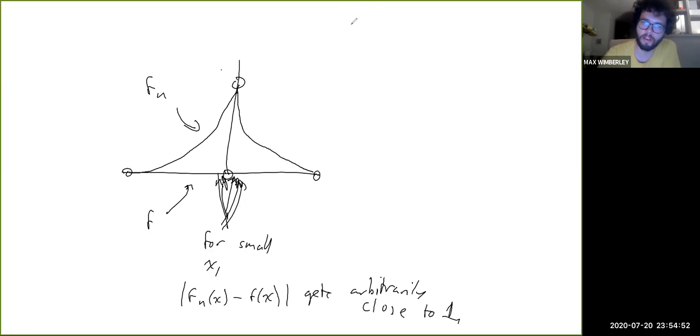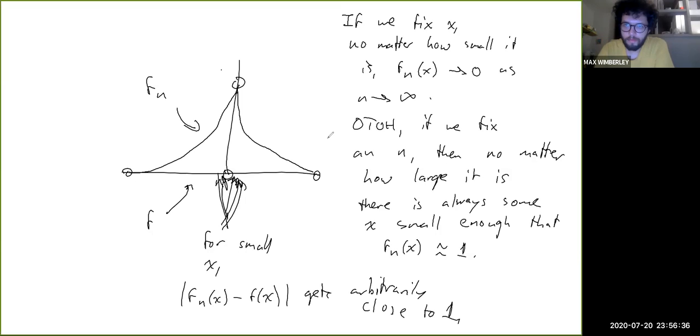So I'm going to make a cut here while I write that. Okay, so what you can see is if we fix a value of x, then no matter how small it is after we fix it, if we let n get larger and larger, the value of fn of x will eventually approach 0. But if we fix some value of n, no matter how big it was, once it's fixed, you can find a value of x that's small enough so that fn of x is actually close to 1, okay?